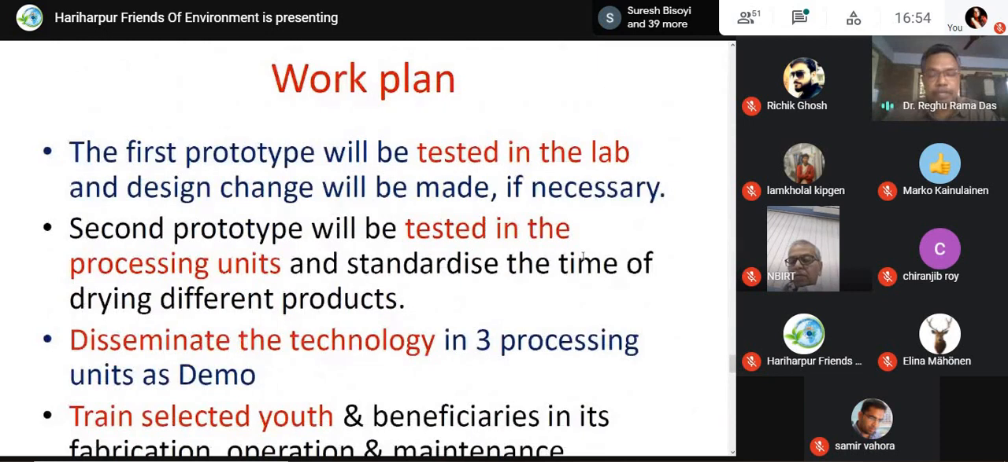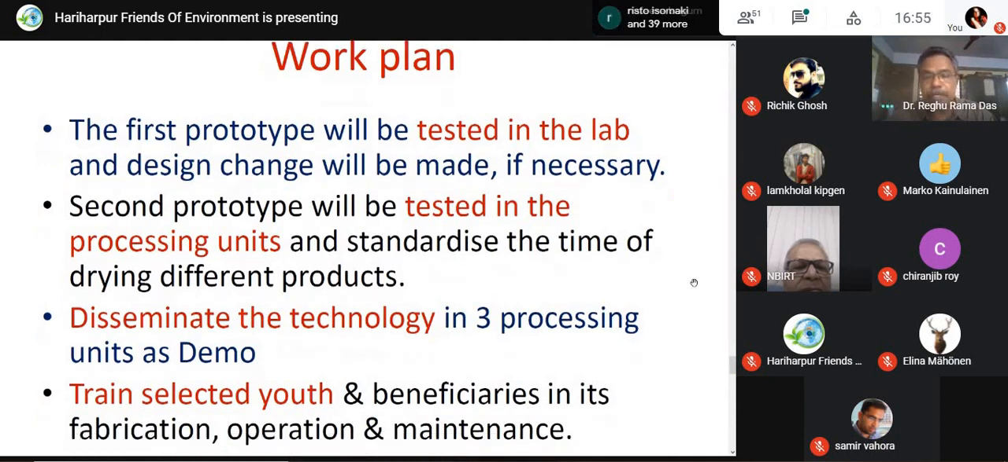The work plan: we have just started developing the first prototype. This will be tested in the lab, and if necessary, design changes will be made. Then the second prototype will be tested in the processing unit, as we have 4 jackfruit processing units functioning in the villages. Then we will disseminate this technology to 3 processing units as demo units. Then we will focus on selected trained youth in skill development for its fabrication and orient beneficiaries in its operation and maintenance. Next, please.